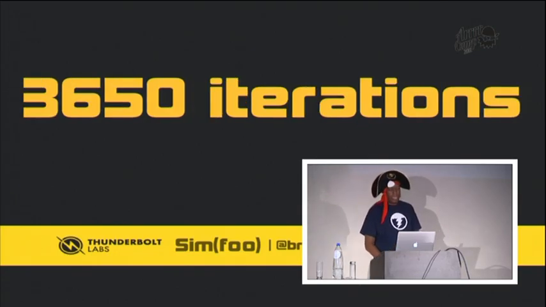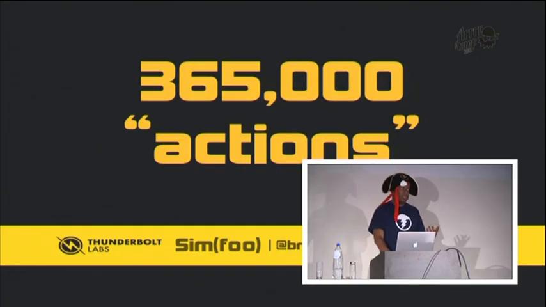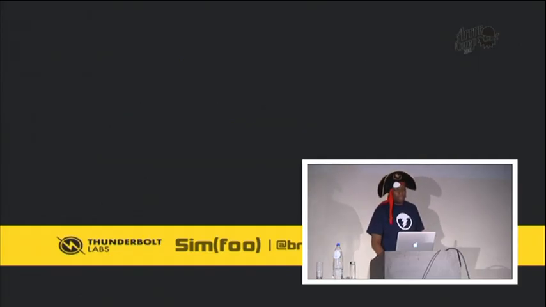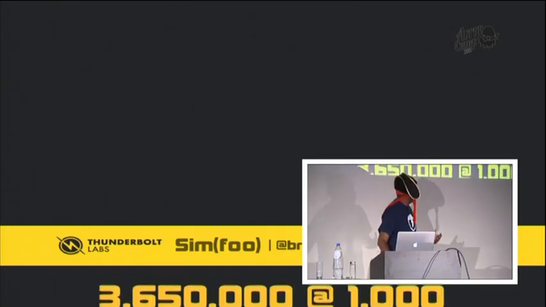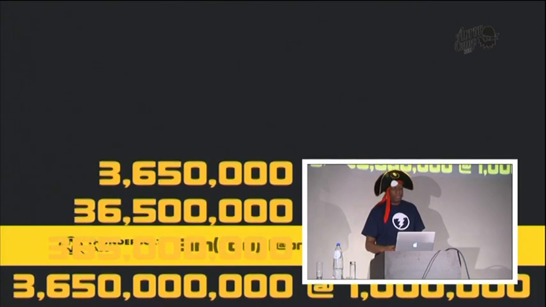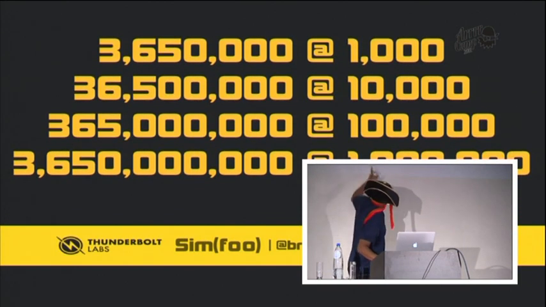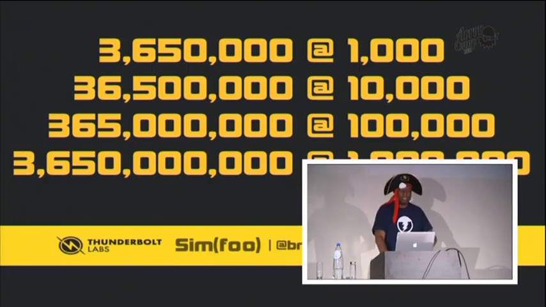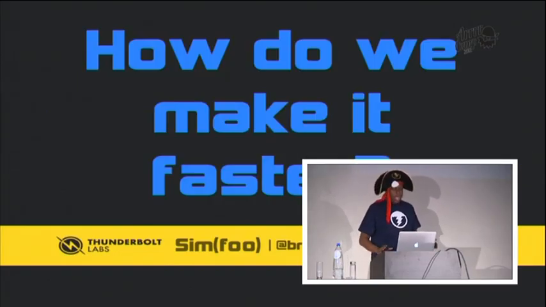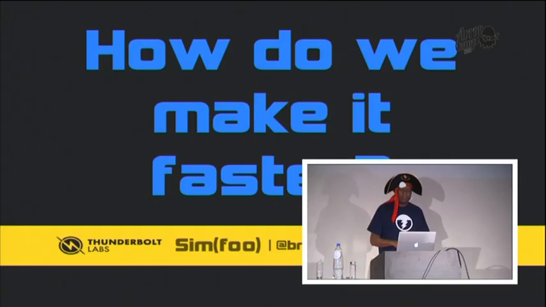So we have 100 people, and let's say we do 3,650 iterations, which would be 10 years. We could potentially have 365,000 actions. If we think about how many actions we're going to have for 1 million people, that's a really large number. I think that's hundreds of millions, billions, 3 billion actions. That's just a lot. So how do we make this faster?